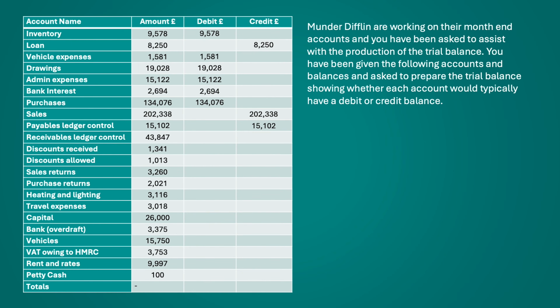The receivables ledger control shows the total amount the business is owed from its credit customers. As it's money owed to the business, it will therefore be an asset and a debit.